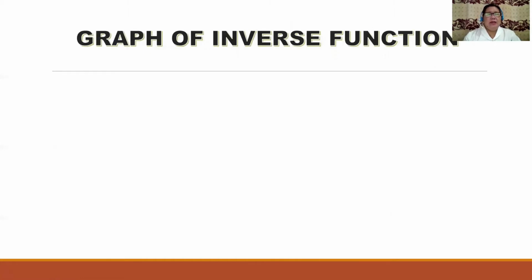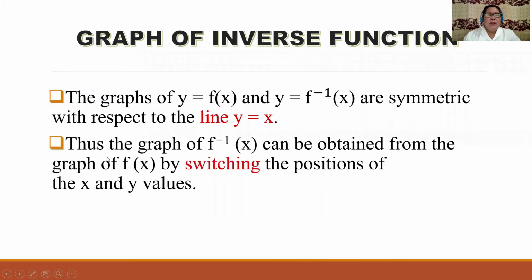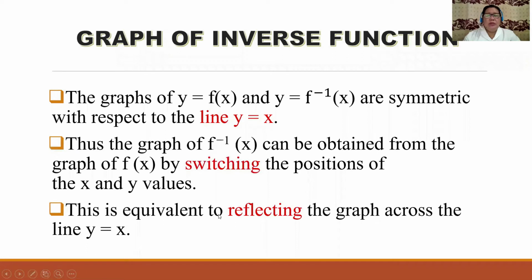Let us have the characteristic of the graph of inverse function. The graphs of y = f(x) and y = f^-1(x) are symmetric with respect to the line y = x. Thus, the graph of the inverse function, or f^-1(x), can be obtained from the graph of f(x) by switching the positions of x and y values. And this is equivalent to reflecting the graph across the line y = x.